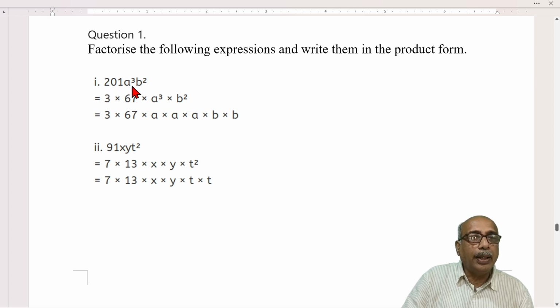201a cube b square equals 3 into 67, which is 201, into a cube into b square. So 3 into 67, and a is how many times? 3 times, so a into a into a. b is twice, so b into b. So these are the factors of the same. I'm sure it is very easy.